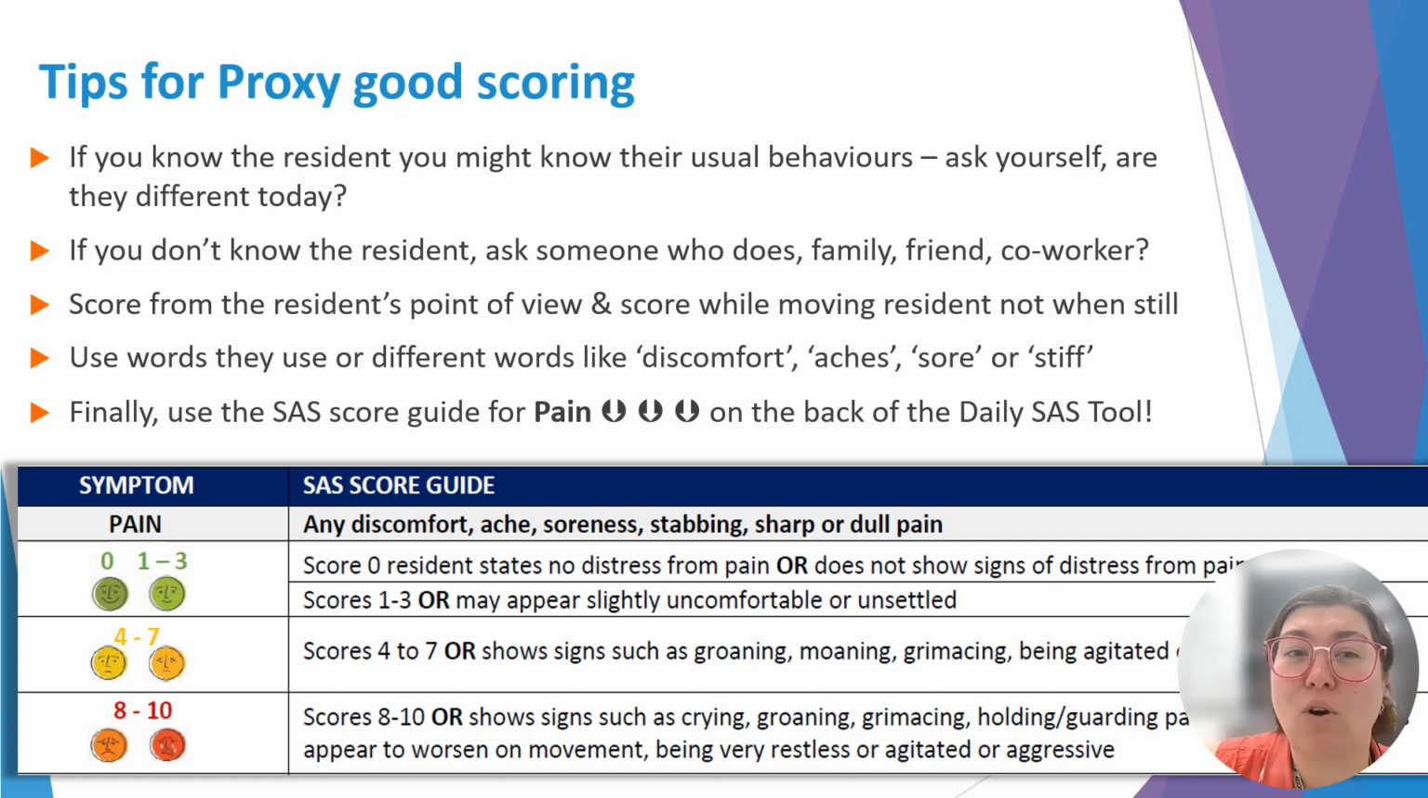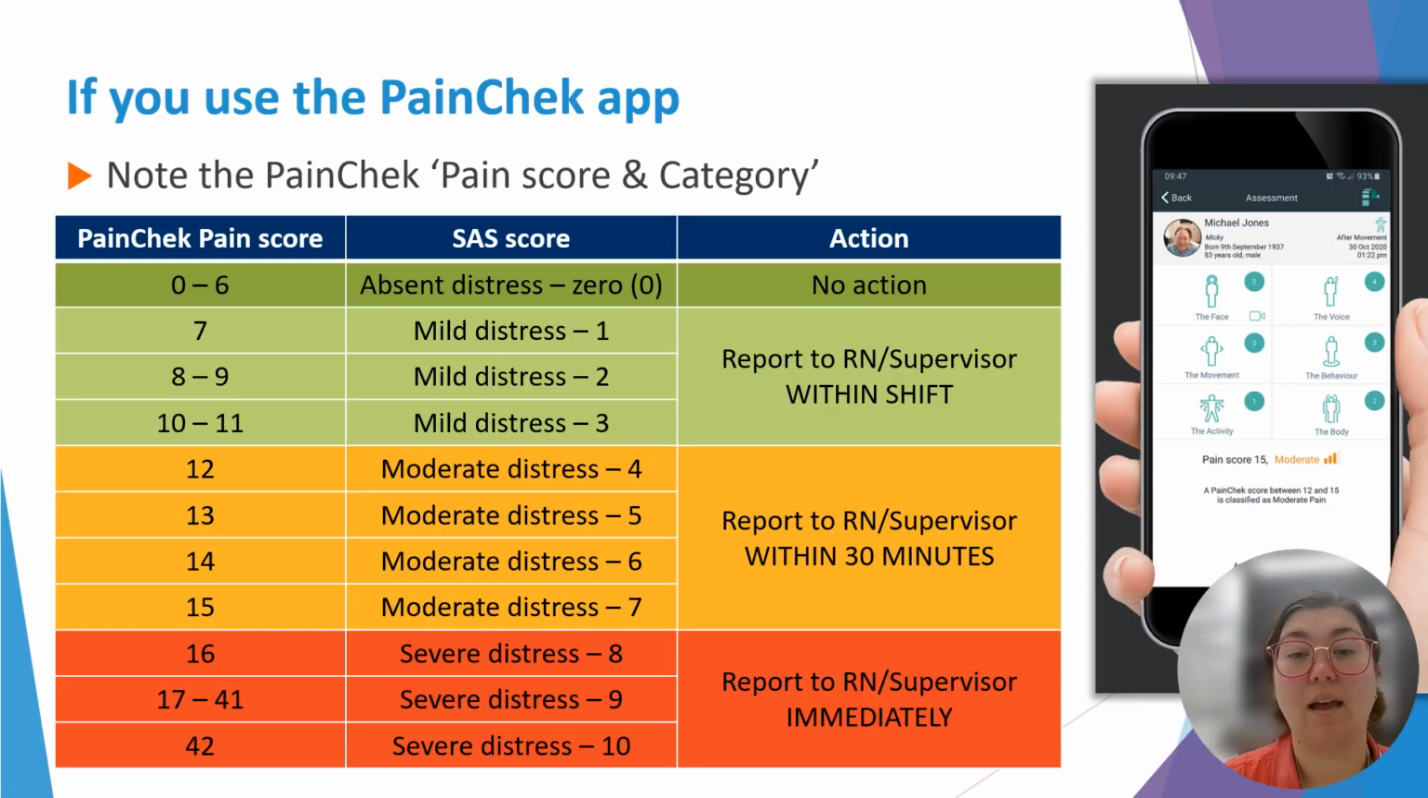Remember, residents may not associate what they feel with the word pain. They may describe this sensation as discomfort or achy or stiff or sore. If you are proxying in for a resident that cannot describe for themselves, observe the resident for any signs of pain, like appearing uncomfortable, groaning, grimacing, crying, or appearing agitated. And then use the SAS score guide that you can see here on this slide to rate what you see with a number.